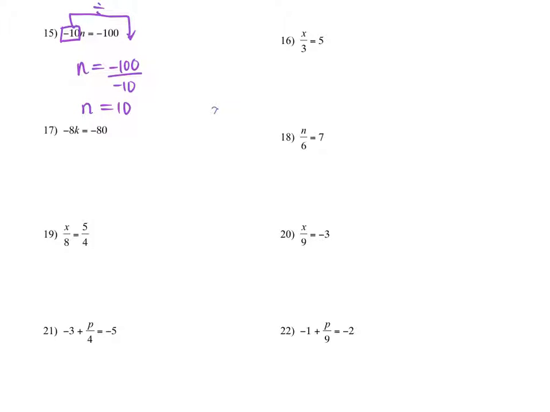And in this case n equals 10. Okay, so finish everything in your packet up to number 20 as your classwork as well as your homework. Thank you, guys.